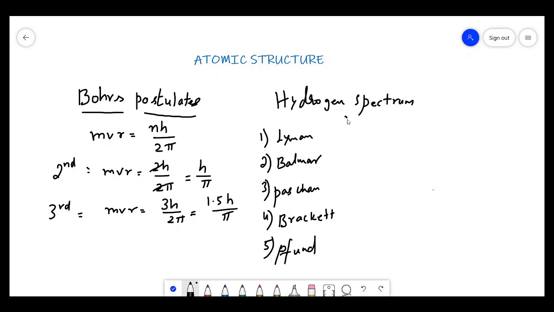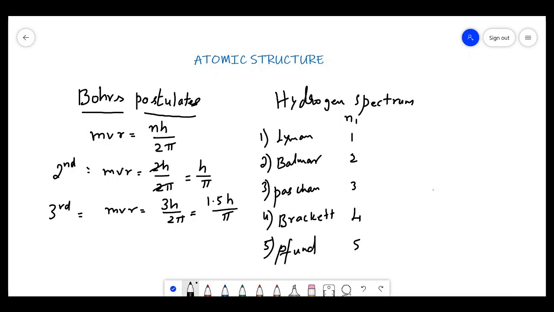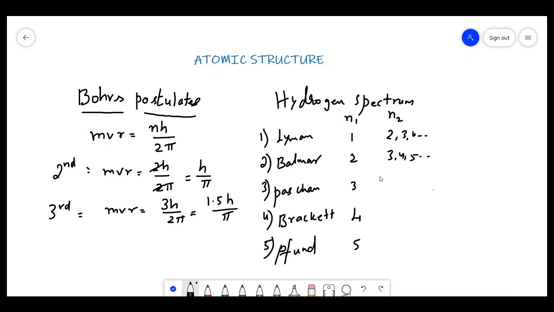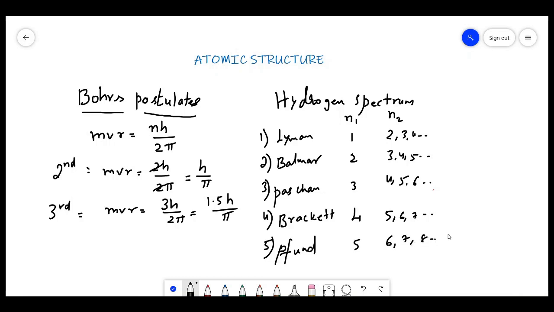The n1 value for Lyman is 1, for Balmer is 2, Paschen is 3, Brackett is 4, and Pfund is 5. And the n2 value will be more than n1. So for Lyman it is 2, 3, 4, and so on. For Balmer it is 3, 4, 5, and so on. For Paschen it is 4, 5, 6, and so on. For Brackett it is 5, 6, 7, and so on. And for Pfund it is 6, 7, 8, and so on.